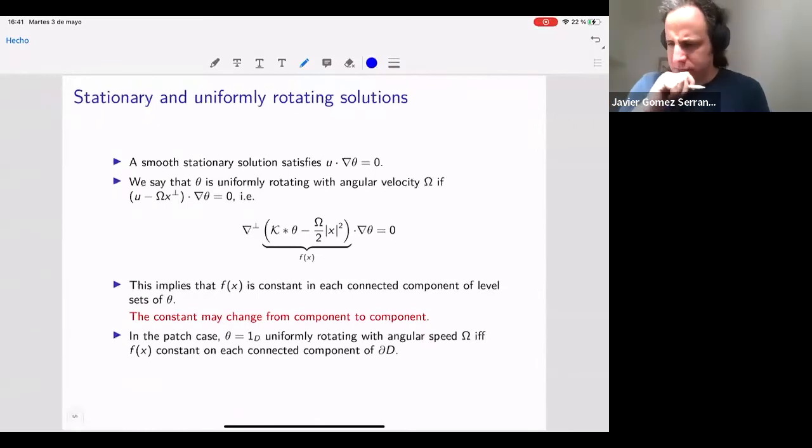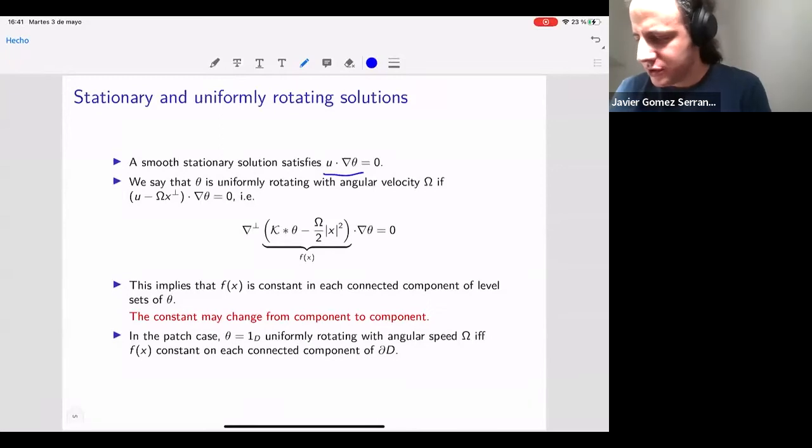Okay, so today I'm going to be focusing on stationary and, for a little while, uniformly rotating solutions. Okay, so I will now explain what I mean by stationary solution. If I have a smooth stationary solution, then the partial t of theta is equal to 0. And we have this condition here.